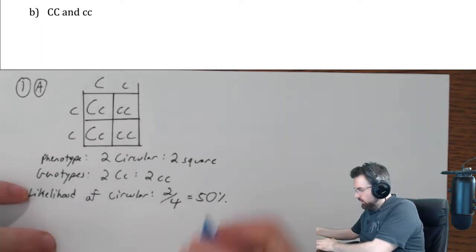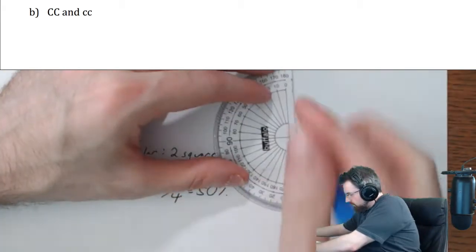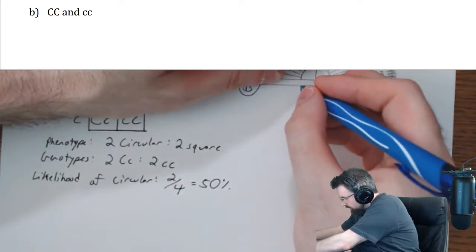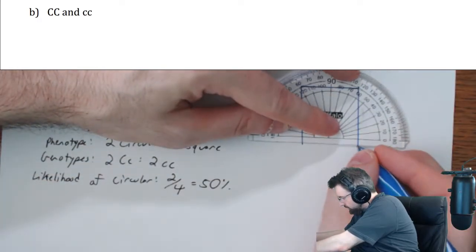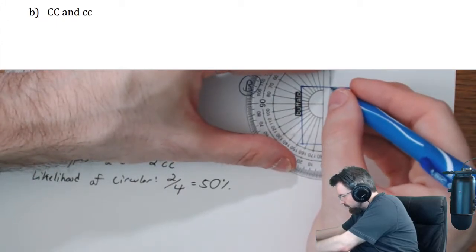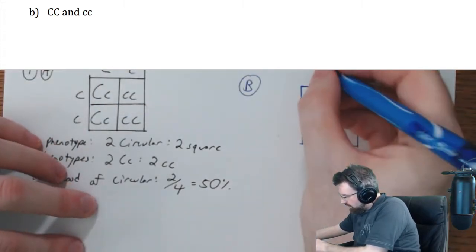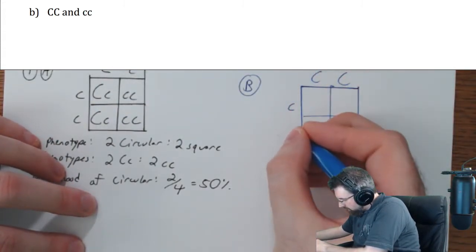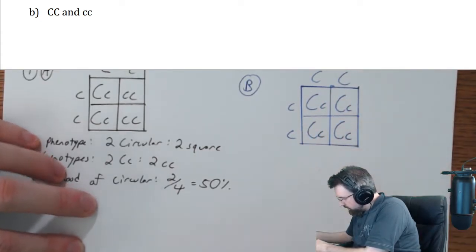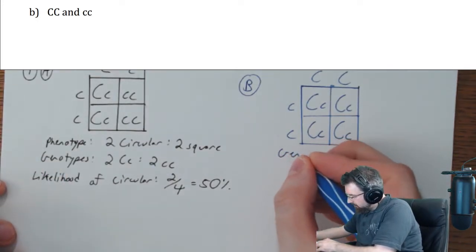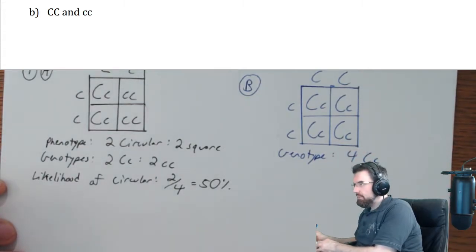So B is looking for homozygous dominant and then homozygous recessive. Now, since they're both the same, I think you can maybe predict already what we're going to get, because this is the same as Mendel's first cross. All right, so we've got a homozygous dominant, a homozygous recessive, and we're going to see that we're going to have a capital C and a small c in each of these. So our genotypes are going to be all heterozygous.